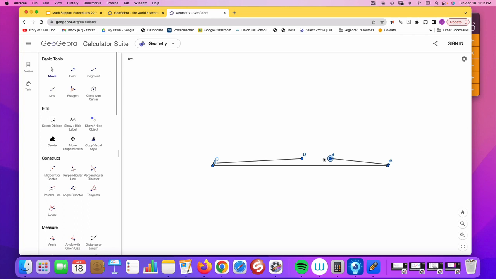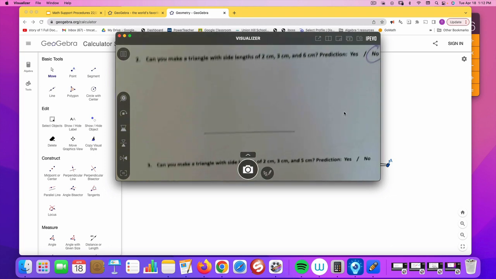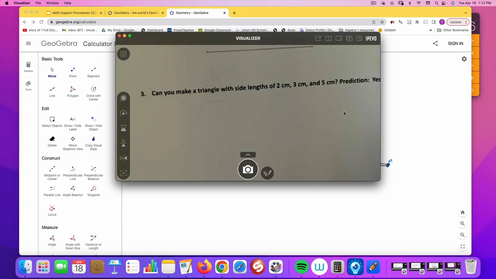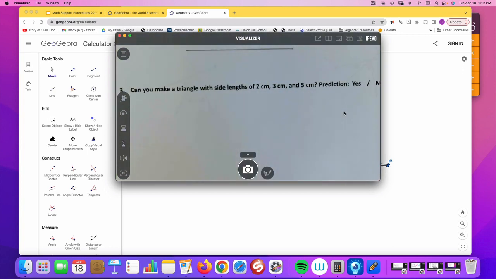Think about what the difference is. Put no for number 2. And last one you're going to try, then check with your partner. Try to make a triangle that has 2, 3, and 5. Could you make it, yes or no? Be careful. Check with your partner in the next minute.